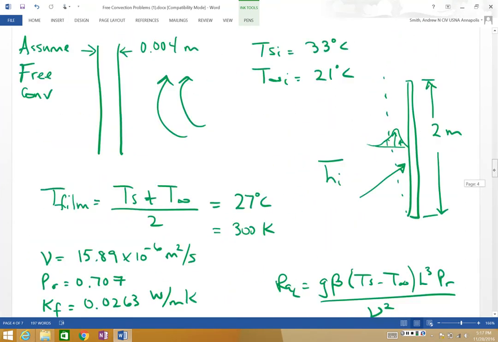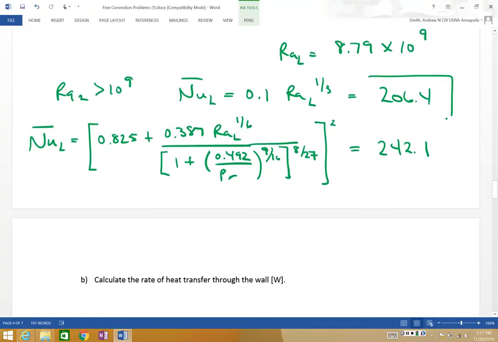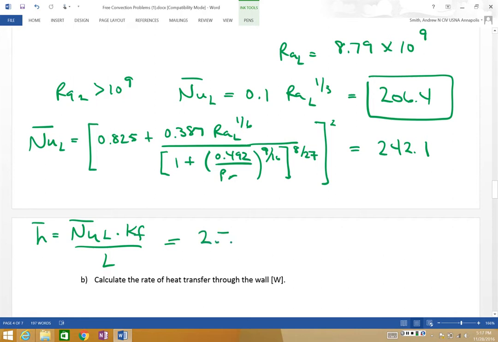Alright, now you'll notice both equations are valid, but they did not give us identical answers. So we're left with picking one. I'm going to pick this one right here, and my value for H is going to be the Nusselt number times the conductivity of the fluid divided by L, same L, and H is going to come out to be 2.71 watts per meter squared Kelvin.